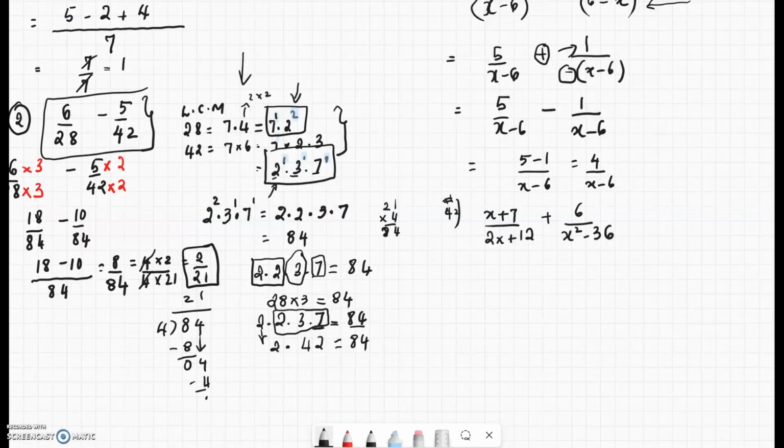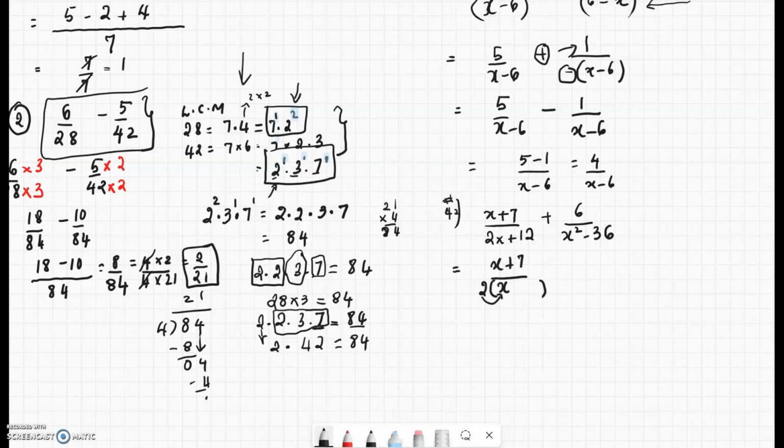Remember, I think I said this earlier, when you're adding rational expressions, you need a common denominator, and also make sure that the denominators are completely factored before you do anything else. Even if the denominators are the same, if you're able to factor them, make sure you factor them first. So I'm going to factor the denominators first. So it's x plus 7 over, factor out the 2. 2x, when 2 is factored out, you're left with an x.